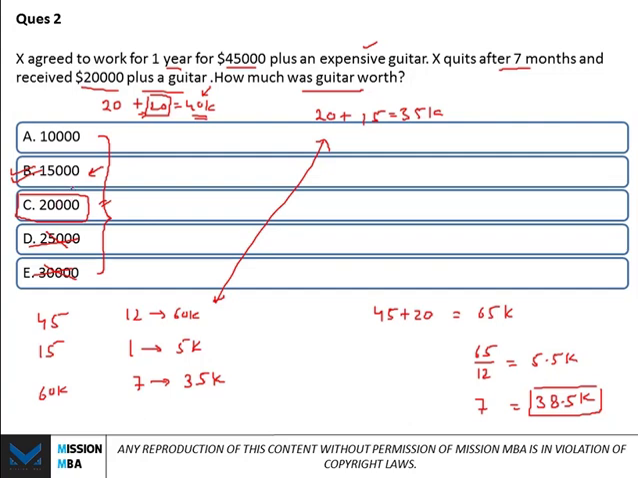I'll just repeat. Arrange the option choices in increasing order. Start with the middle one. Analyze whether you have to go down or you have to go up. In the previous case, the price of the ticket was more, so I had to bring it down. Right now, you are giving him more money, so you have to bring the price of the guitar down. And that's what I did and got to the answer very quickly.